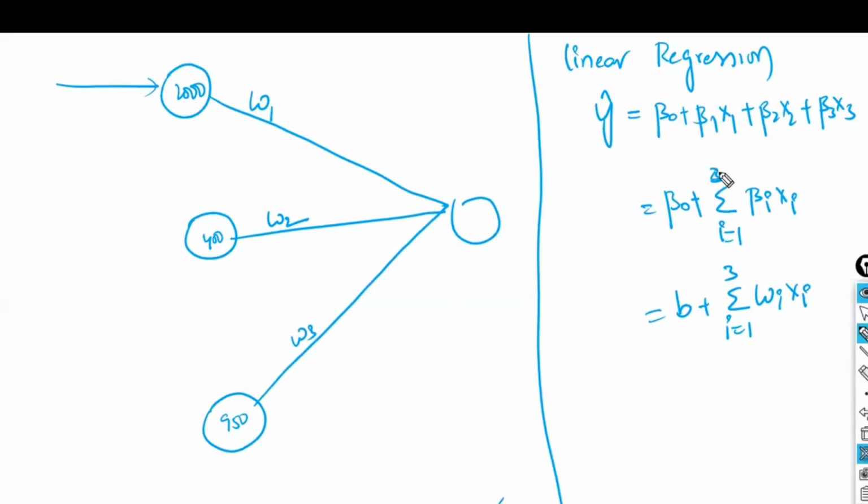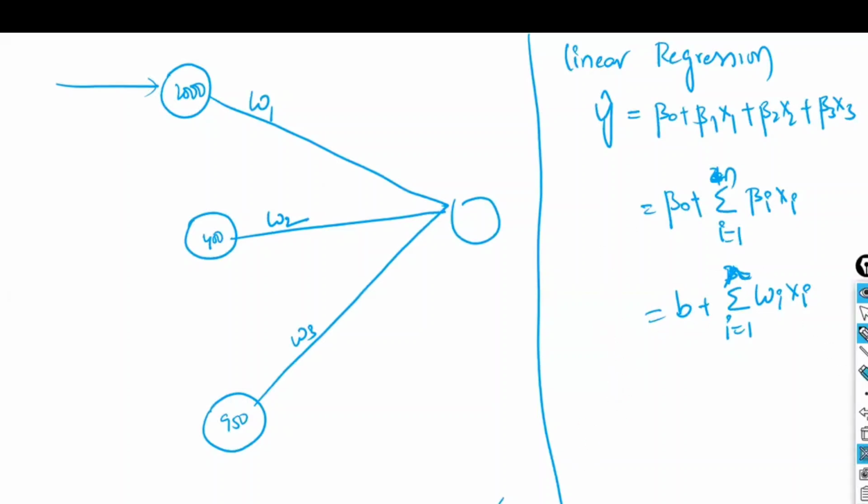Here 3 means 3 variables are there. 4 means 4, 5 means 5. Basically it is n, the number of input variables. In this case 3 variables are there, so it is 3. 4 variables means 4, 10 variables means 10. Basically this is the n.